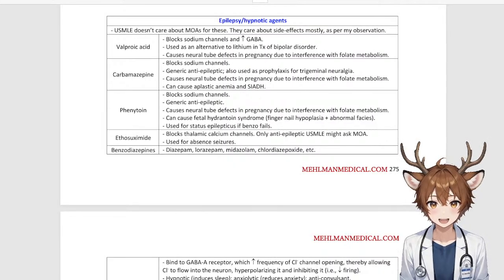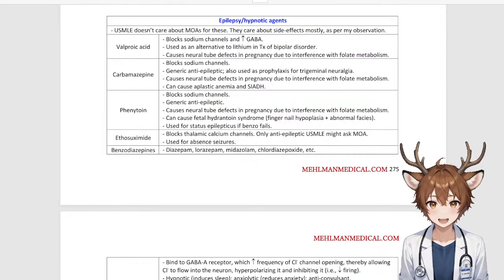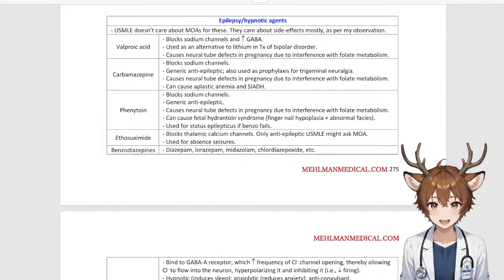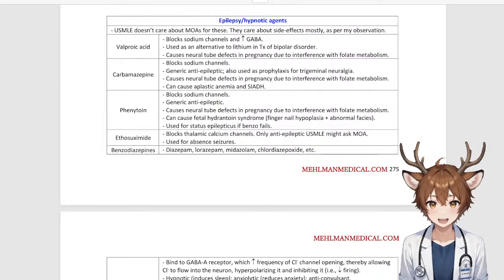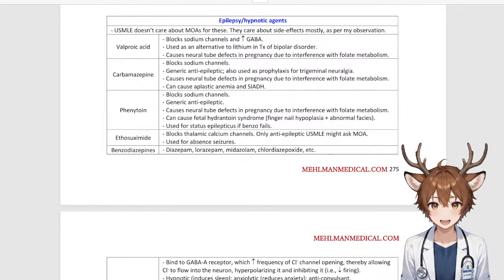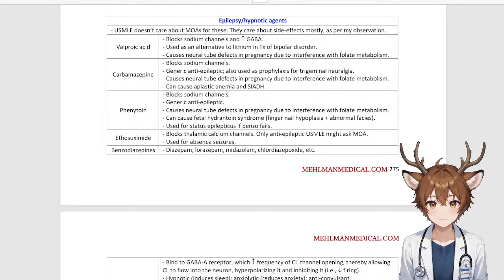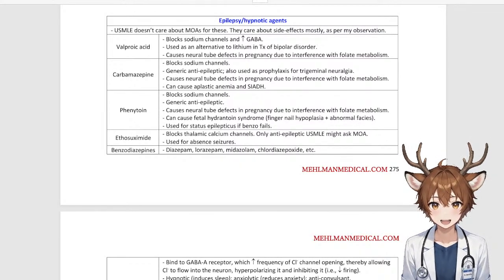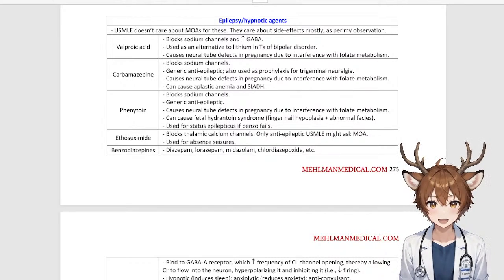Phenytoin blocks sodium channels, generic anti-epileptic, causes neural tube defects in pregnancy due to the interference of folate metabolism, can cause fetal hydantoin syndrome, fingernail hypoplasia plus abnormal facies. Used for status epilepticus if benzos fail. Ethosuximide blocks thalamic calcium channels, only anti-epileptic, USMLE might ask MOA, used for absence seizures.